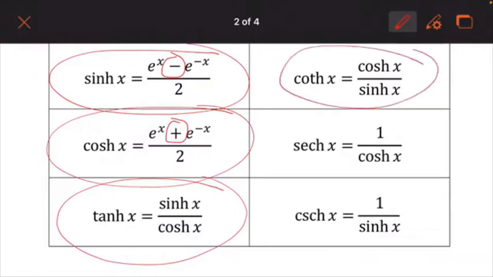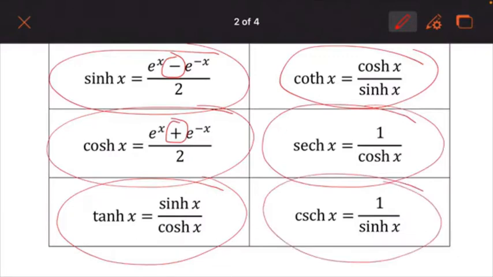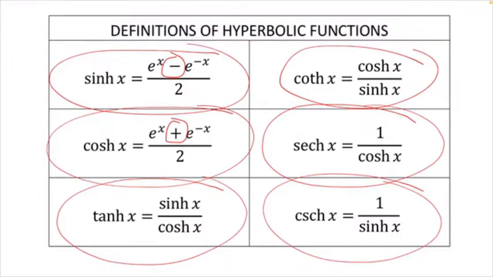Also, the hyperbolic cotangent of x is equal to the hyperbolic cosine of x over the hyperbolic sine of x. The hyperbolic secant of x is the reciprocal of the hyperbolic cosine of x, and the hyperbolic cosecant is the reciprocal of hyperbolic sine. Okay, so those are the definitions of the hyperbolic functions.